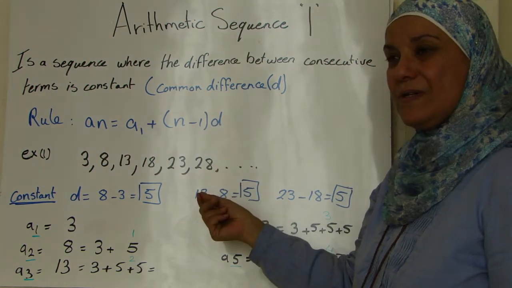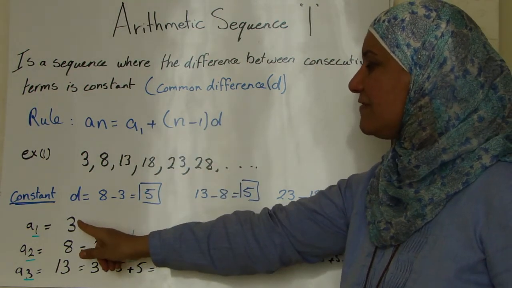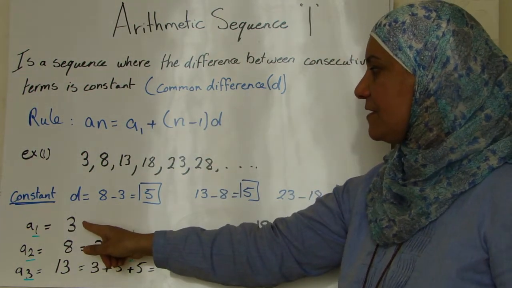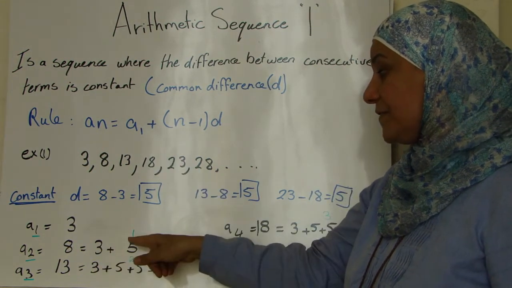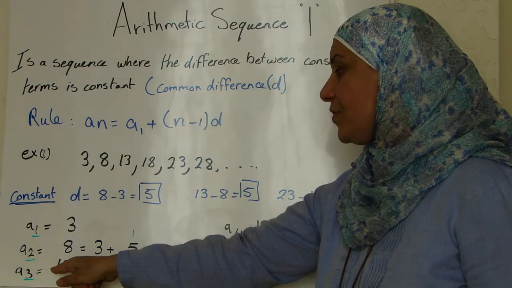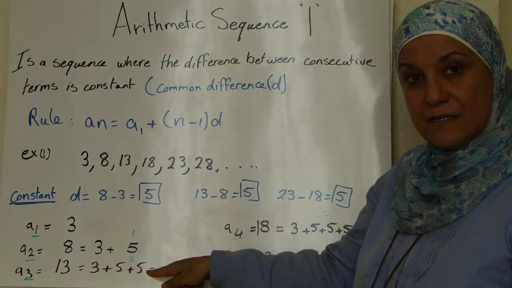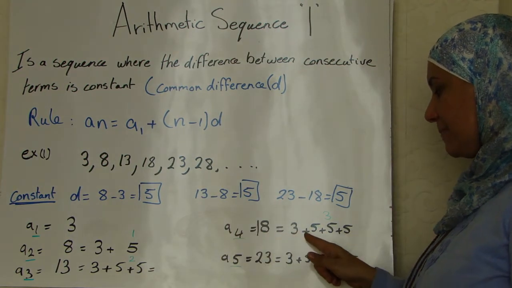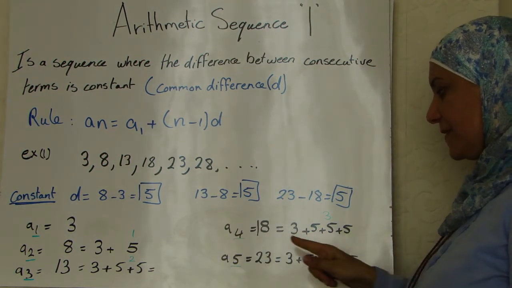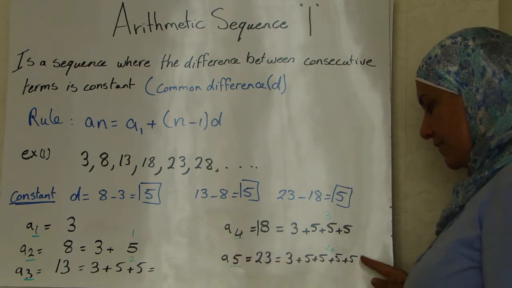How did they get this rule? They started by saying, okay, the first term is 3, the second term, which is 8, is 3 plus the difference, and then the third term, which is 13, equals 3 plus twice the difference, and then the fourth term, 18, is 3 plus 3 times the difference, and then the fifth, 23, equals 3 plus 4 times the difference.